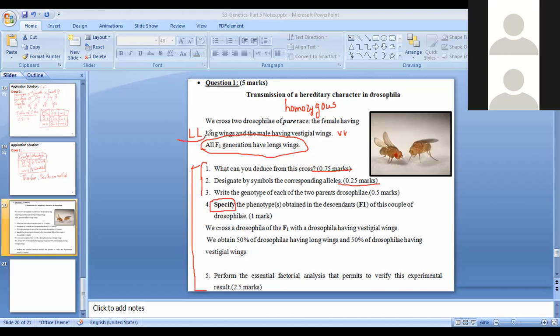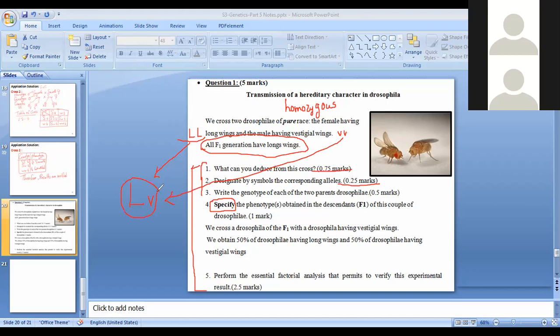How many types of gametes will Lana give? Only one type, which is LL, 100%. And VV, how many types of gametes does it give? Only V, 100%. So the F1 should be what? LV. LV, are they long or vestigial? Long. This is the explanation.